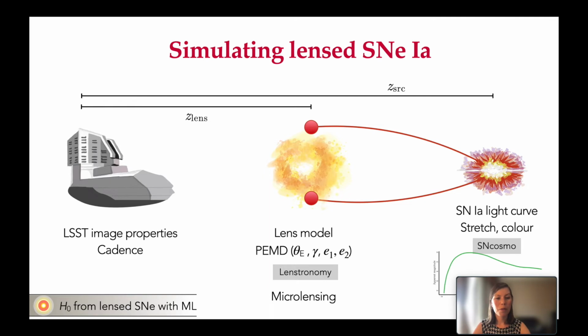And for the supernovae, we only focus on type 1a supernovae at the moment, for which we simulate the light curves with SNCosmo, drawing parameters from stretch and color distributions for type 1a supernovae.